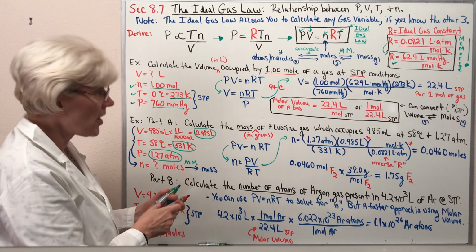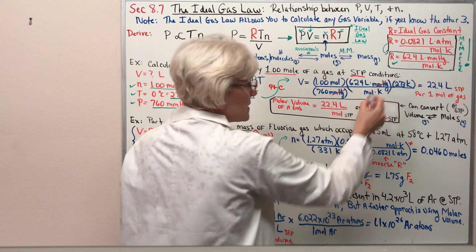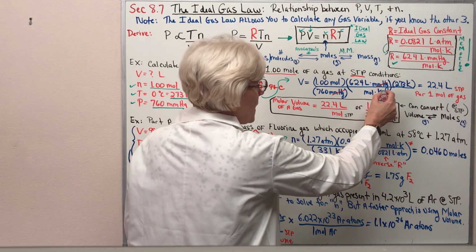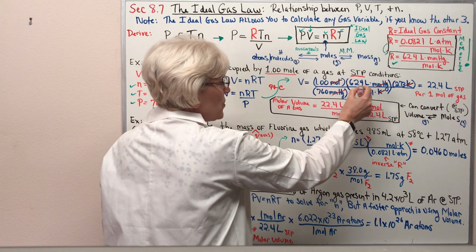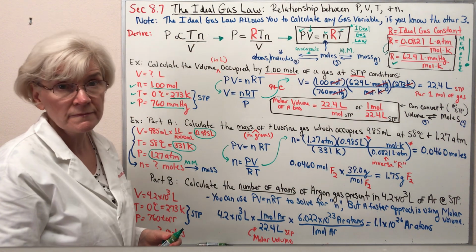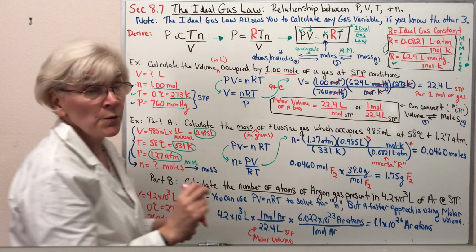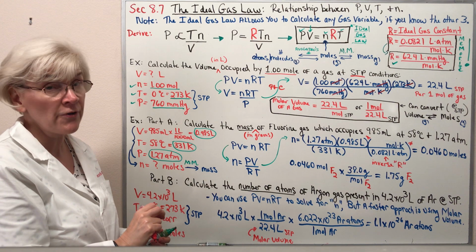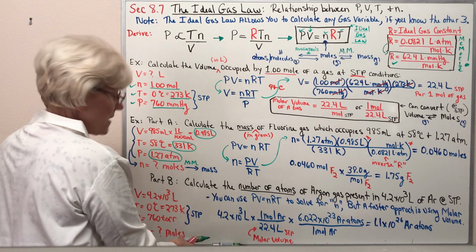So looking at our setup and checking our dimensional analysis, our millimeter of mercury unit is canceling, our Kelvin unit is canceling, our mole unit is canceling, and we are left with a unit of liters, which is the unit we were asked to solve for, volume. Paying attention to these details.